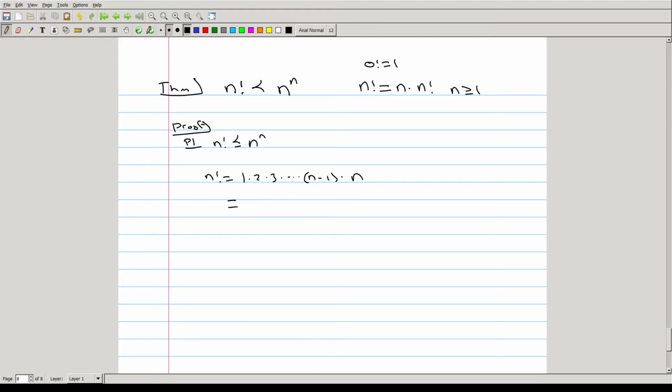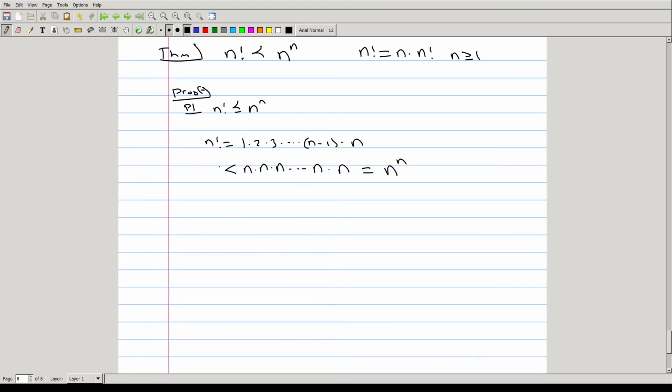and we know that 1 is strictly less than n for any positive n greater than 1, 2 is strictly less than n, 3 is strictly less than n, and so on and so forth. N minus 1 is strictly less than n, and n is less than or equal to n. And this is just equal to n to the power n.